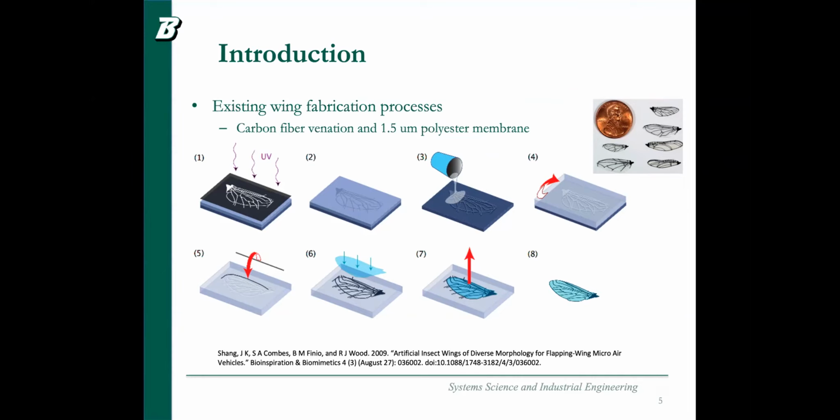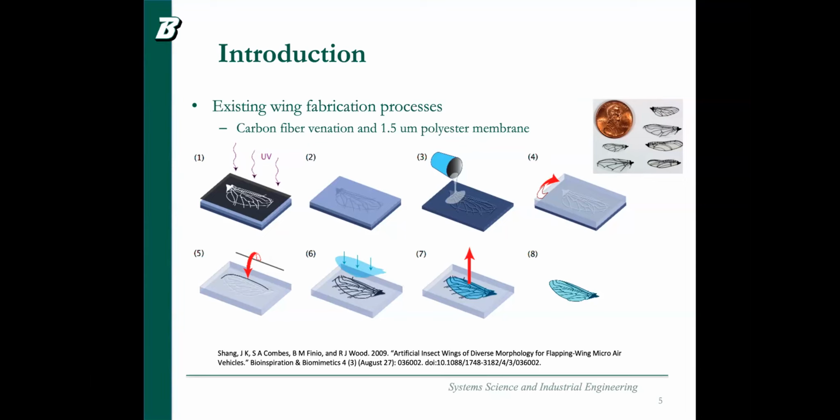And then there's a PDMS reverse mold. PDMS gets a kind of reverse protruding structure, and then there is a reverse casting to get a vein structure out of a mold. Then people manually put the carbon fiber in as a vein, as a kind of bone of the wing structure. And finally, they cover it with a 1.5 micron polyester membrane as the final step, step 8.